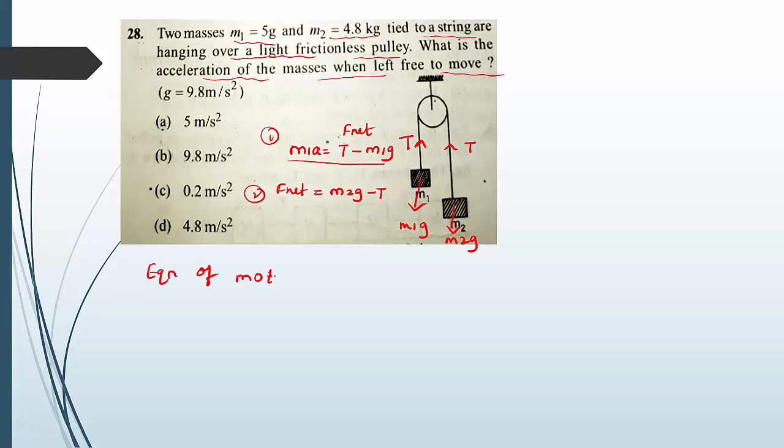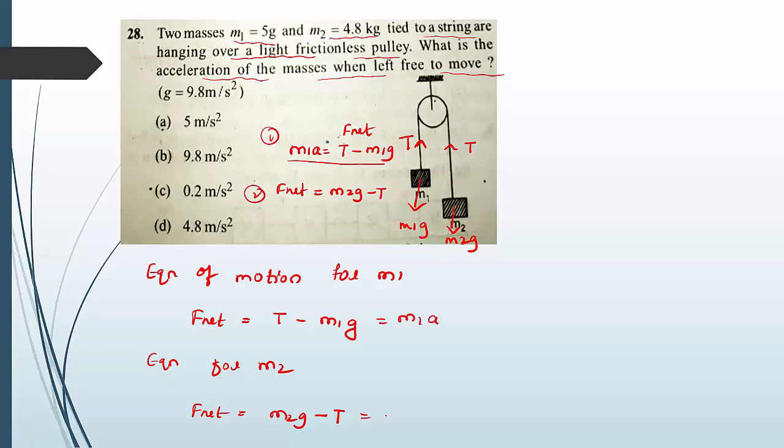Equation of motion for the first block, we can take it as for m1. So we can write net force F equal to T minus m1g. It is moving up. Similarly, equation for m2. How to write the equation for m2? F net is equal to m2g minus T, because it is moving down, right? So this is equal to m1a and this is equal to m2a. This is equation 1, equation 2.